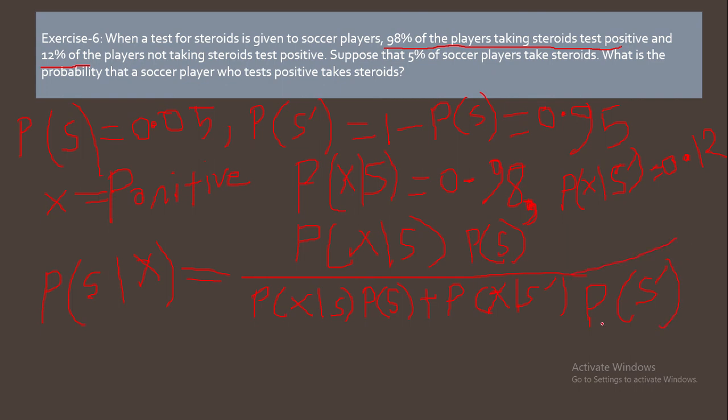So what we need to do now is put these values into this formula and calculate to find out the result. So let's calculate. So the result is 49 by 163. So this is our result.